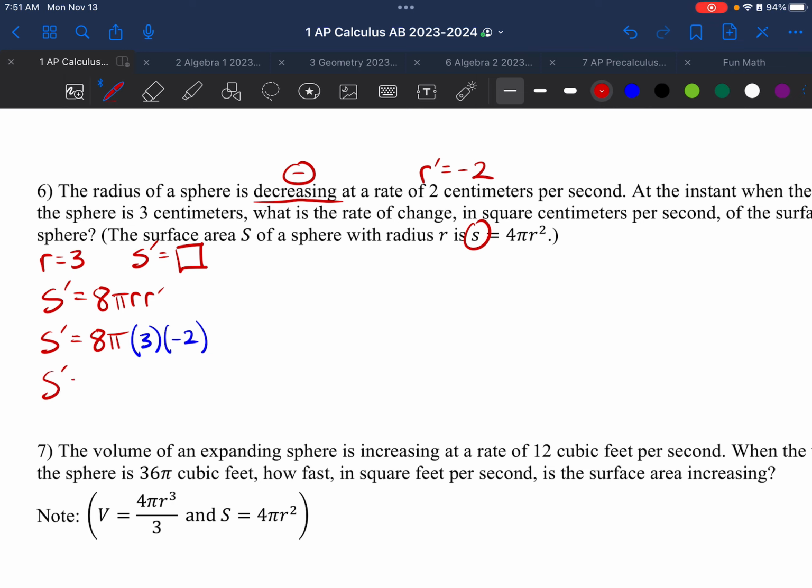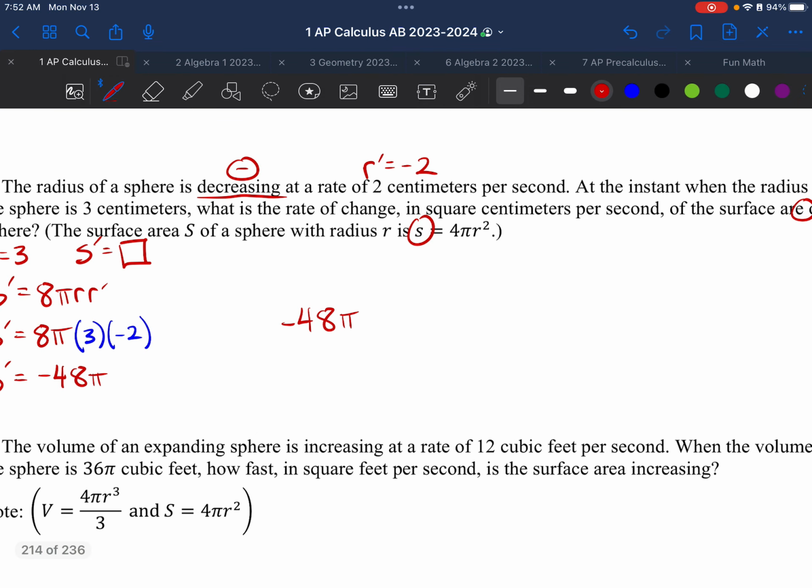and we just multiply all those together. So let's see, 8 times 3 is 24, times 2 is 48, so this is going to be negative 48 pi for number 6. All right, and we need our units, so this is going to be negative 48 pi, and then it tells us square centimeters per second, so centimeters squared per second, and we'll box that.